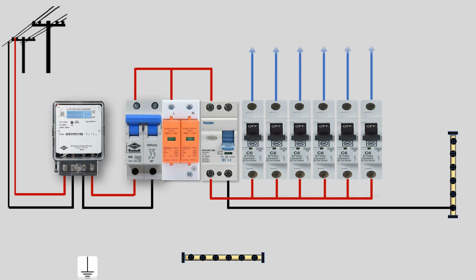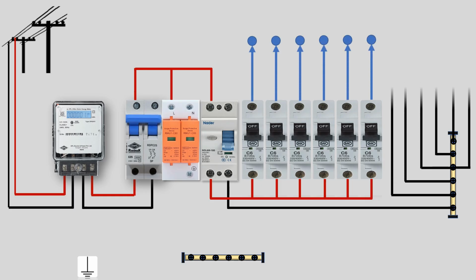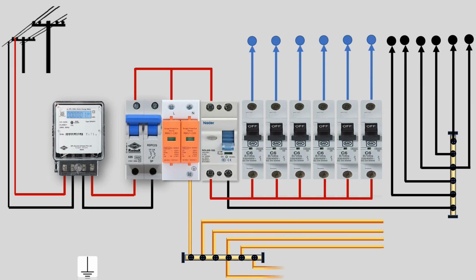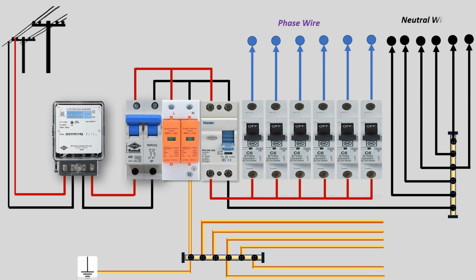Next, the power is distributed through multiple MCBs, miniature circuit breakers. Each MCB protects an individual circuit such as lighting circuits, socket outlets, air conditioner, water heater, or other household loads. If any circuit experiences overload or short circuit, only that specific MCB trips, while other circuits continue working normally.